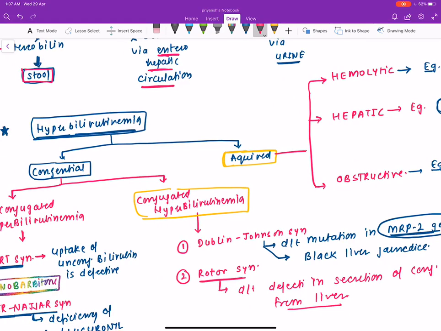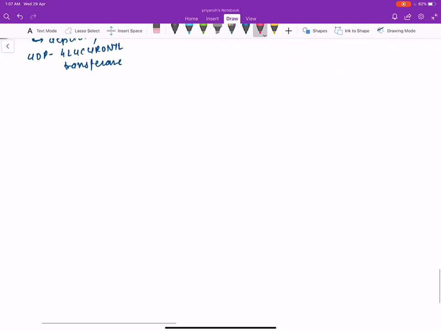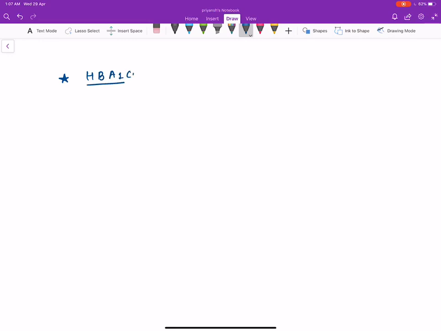Now once we are clear with these facts, I would like to add some additional information. The first additional information that I would like to add is regarding HbA1c. See, what is HbA1c? It is also referred to as glycated hemoglobin.